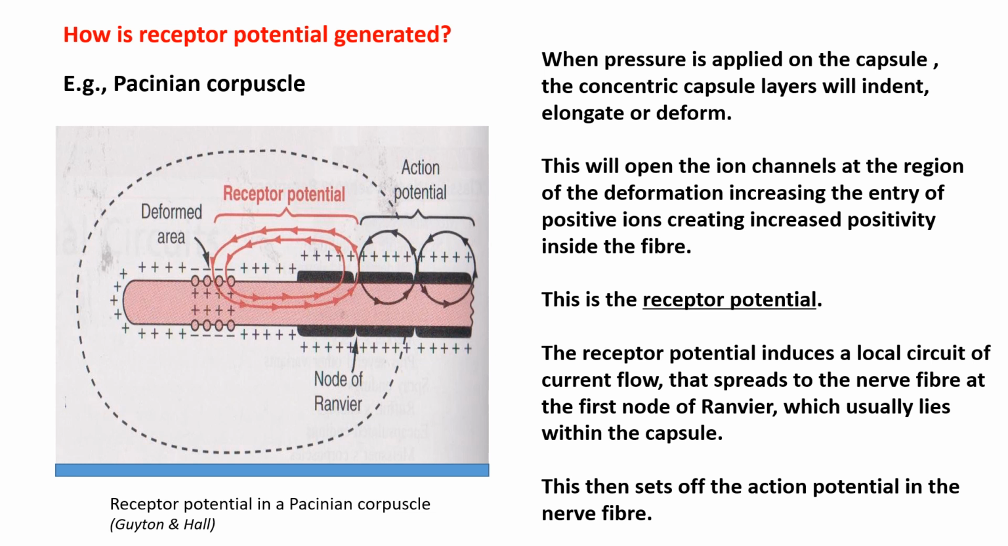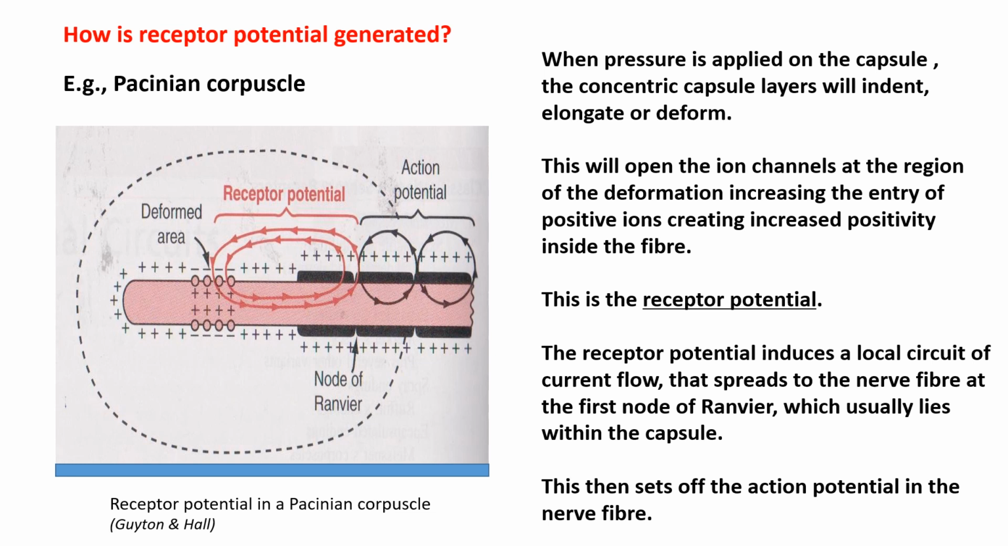Now this receptor potential will then give rise to action potentials in the nerve that is inside the receptor itself. In the Pacinian corpuscle, the nerve is embedded within the corpuscle. So the change in the membrane potential in the receptor will then cause a change in the nerve that is lying within the receptor.